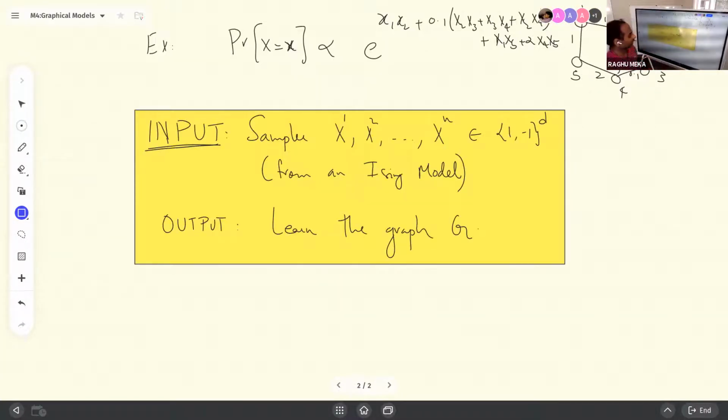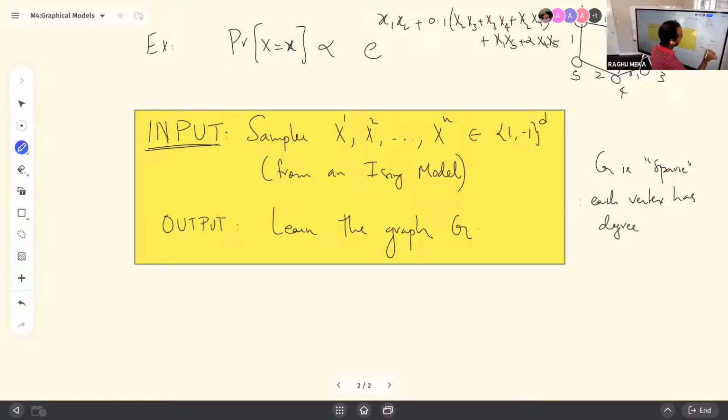Okay, and the assumption is that the graph is somewhat sparse. So let's say G is sparse, meaning each vertex has degree less than or equal to k. So how can I find this underlying graph given samples from this distribution?